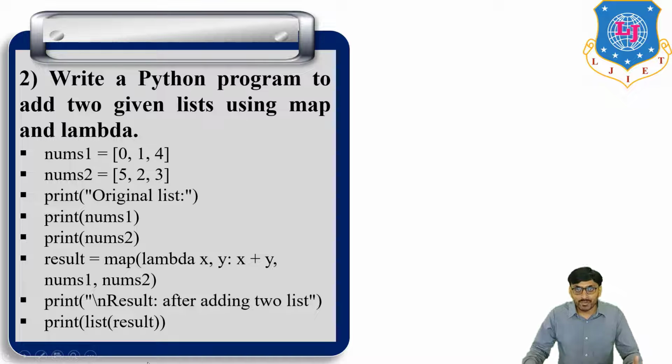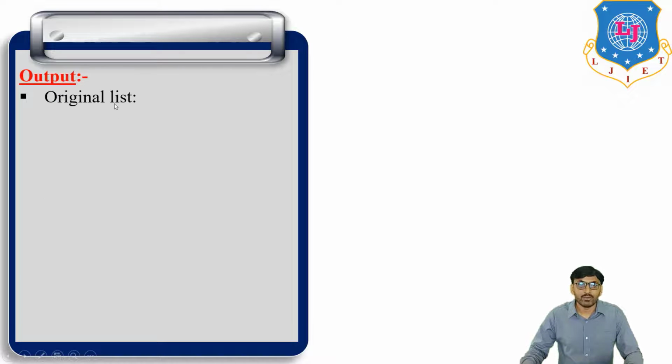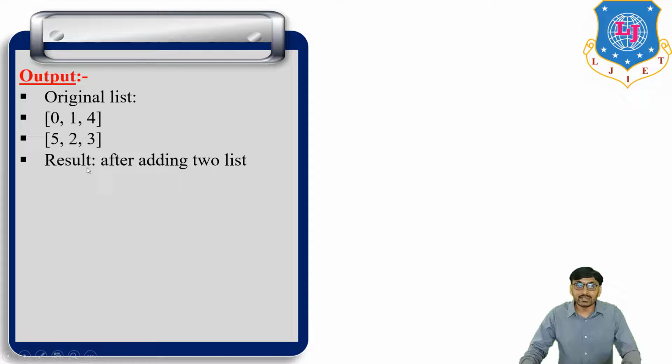So in this program, first we print the original lists, list 1 and list 2. Then we do some modification on list 1 and list 2, and then we print the final list. Okay, so if we run this program, the original lists are list 1: 0, 1, 4, then list 2: 5, 2, 3, and the result after adding the two lists is 0 plus 5, 1 plus 2, 4 plus 3. So the result is 5, 3 and 7.